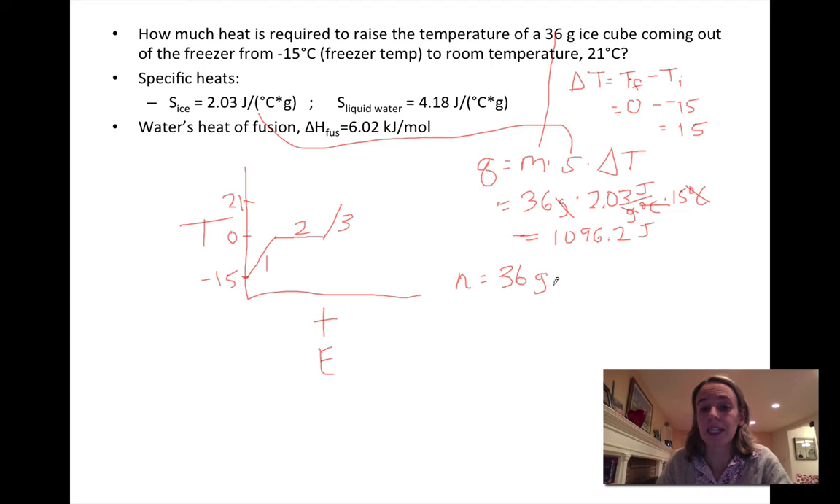This is a molar mass calculation similar to the ones you've done before. We know we have 36 grams of this stuff. Water has a molar mass of 18.0 grams per mole. And so essentially I'm just doing 36 divided by 18, which gives me a nice round number of moles, 2. So I've got 2 moles of water. So now I know I have 2.0 moles of water. Multiply that by my molar heat of fusion, which is 6.02 kilojoules per mole.